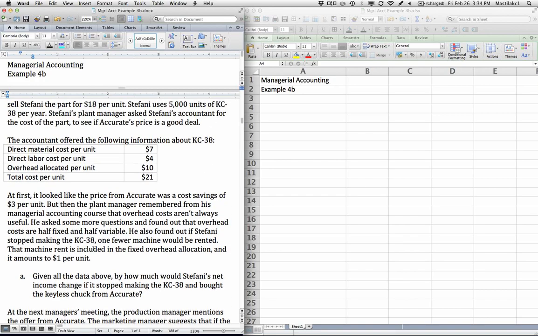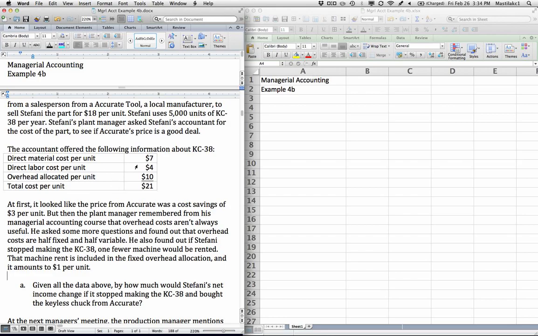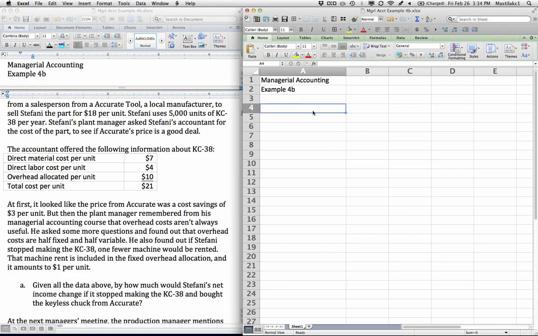Okay, so given this data above, the purchase price of $18, the full production cost of $21, but our better information about overhead, how much would Stefani's net income change if it stopped making the KC38 and bought the part from Acct? So we've got two things to worry about here.